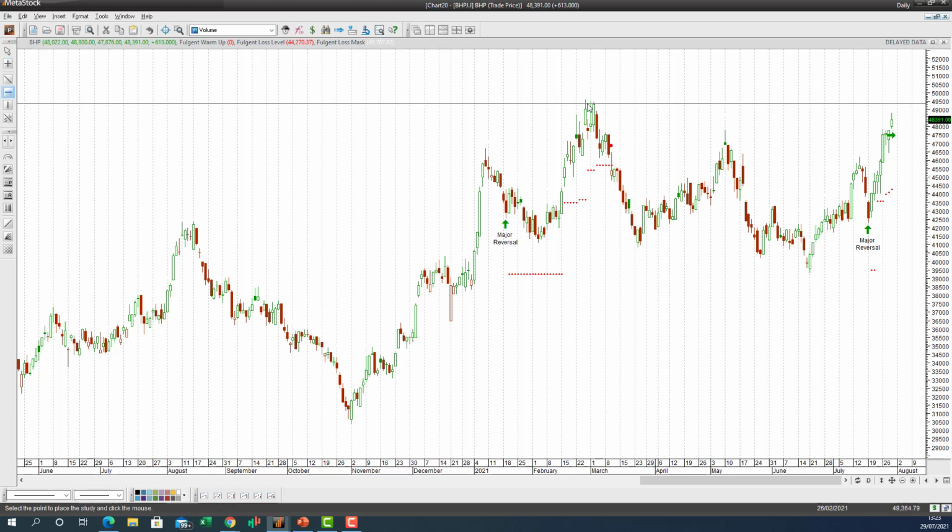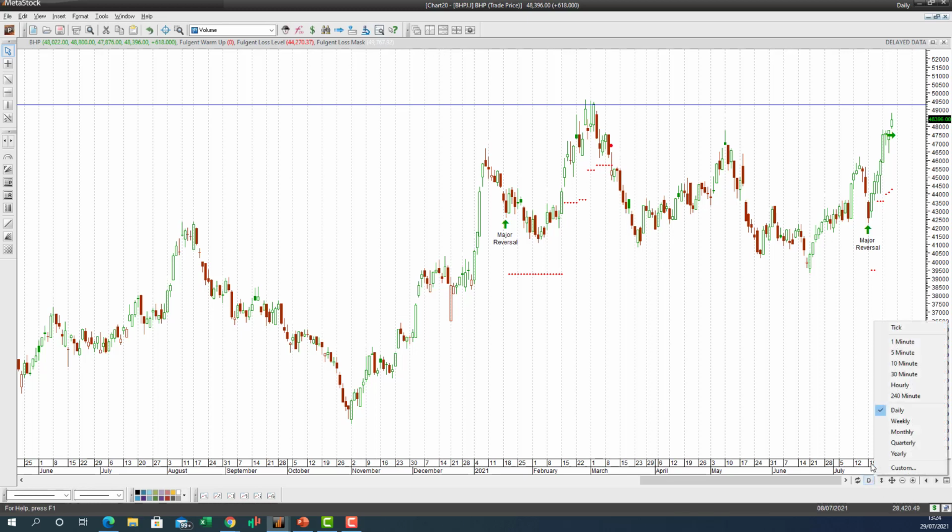So the idea is to run this screen every day to find your major market reversals, because you have to literally act a day or so after the signal comes. So be aware that you've got to be in quick. It's still in a long. The trailing stop is around about 44,500, and the old highs here are the upside profit target on BHP.